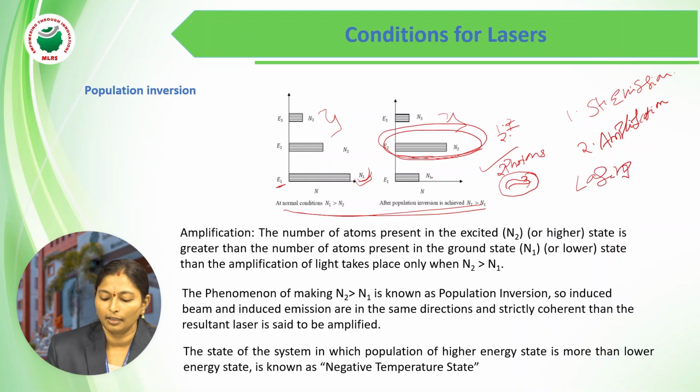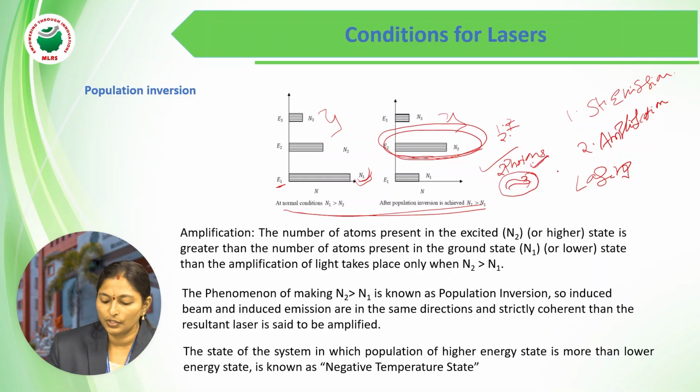Once more I will repeat it. Here, in the metastable state, more atoms are going to accumulate. From this state, the atoms are going to emit and come to the ground state. While emitting, we have two photons. What are these two photons?